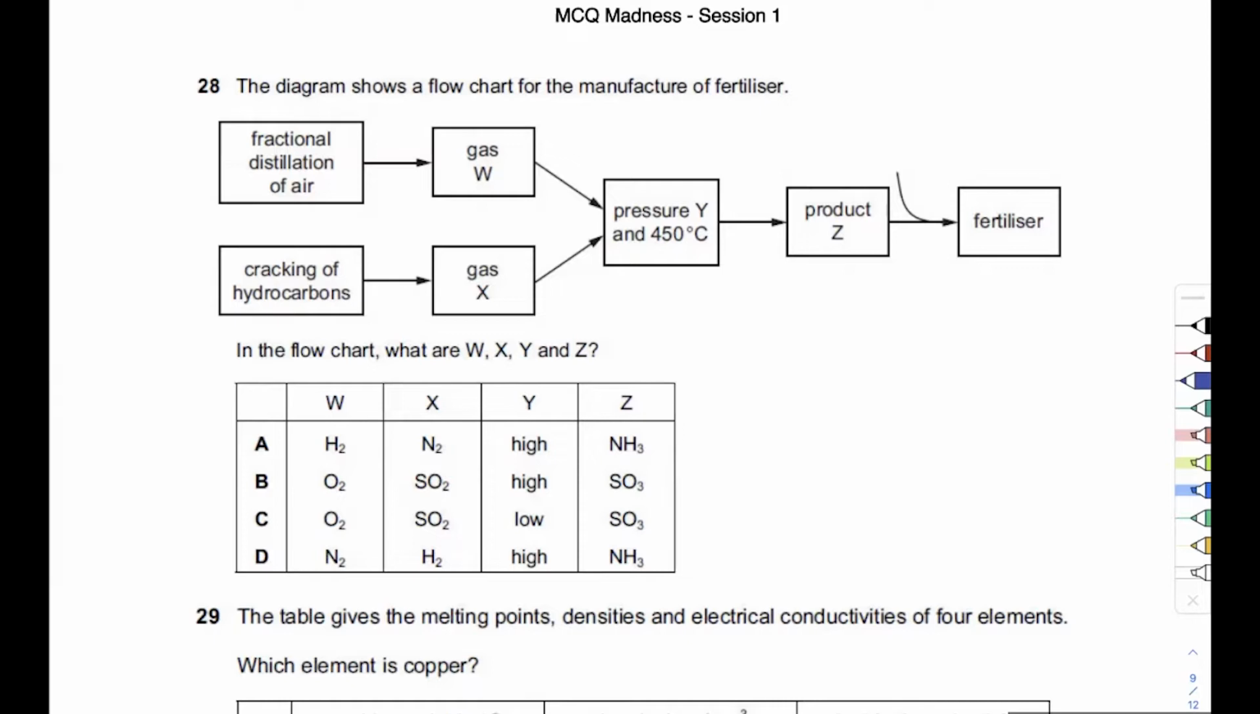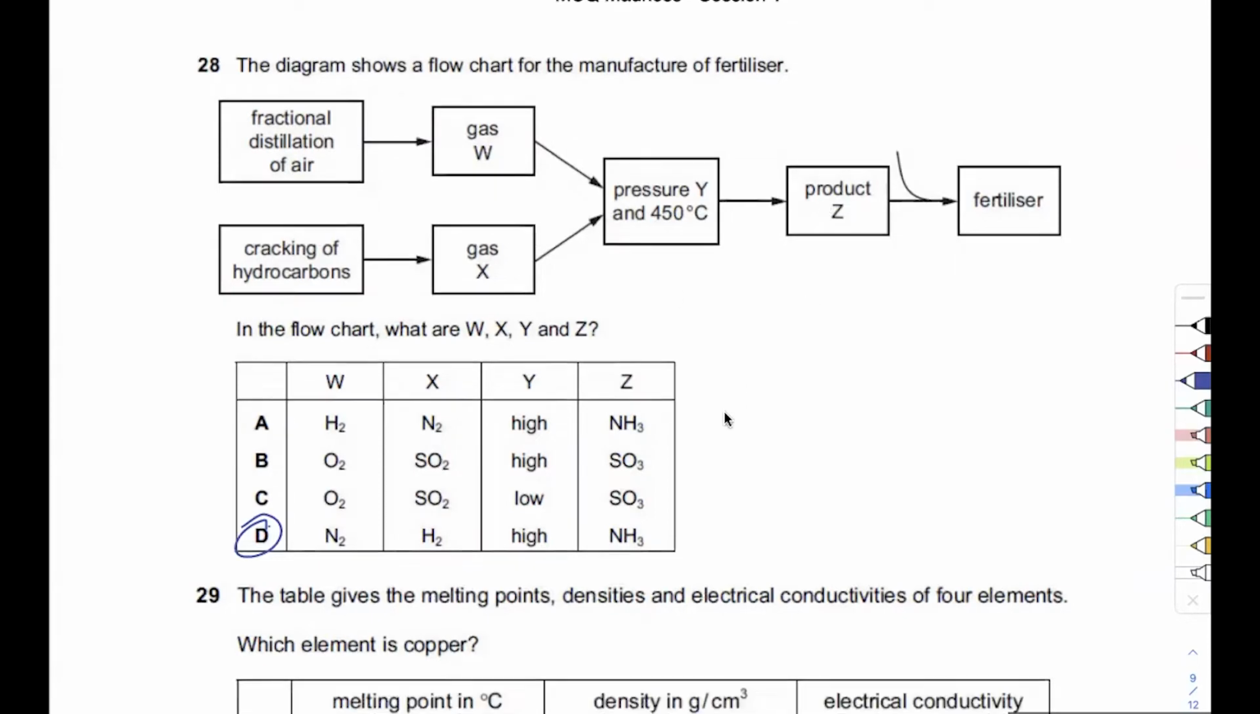Okay, so it's going to be nitrogen and hydrogen. That is one pair that works for us, because SO2 you cannot get from cracking. So it is going to be D. I don't even need to look at the other options. But just for the sake of it, pressure Y, again, we'll need high pressure. And product Z, what is the product of nitrogen reacting with hydrogen? Ammonia. So there you go.